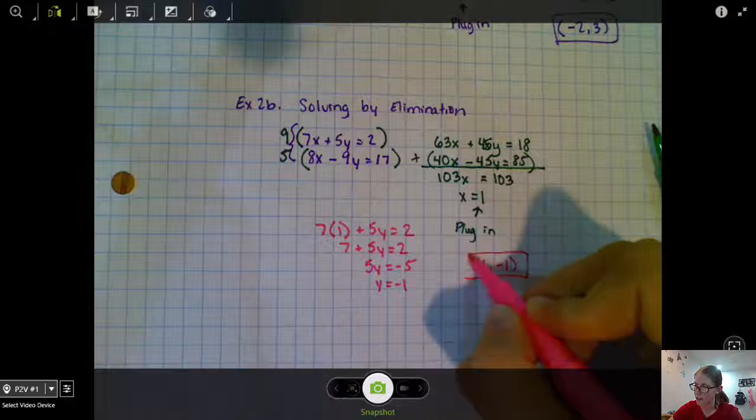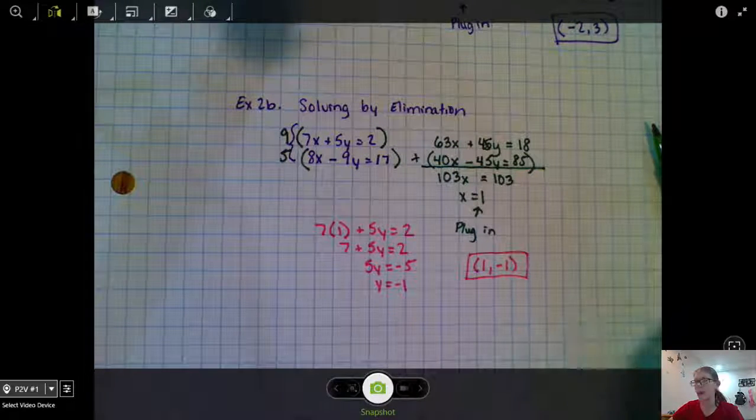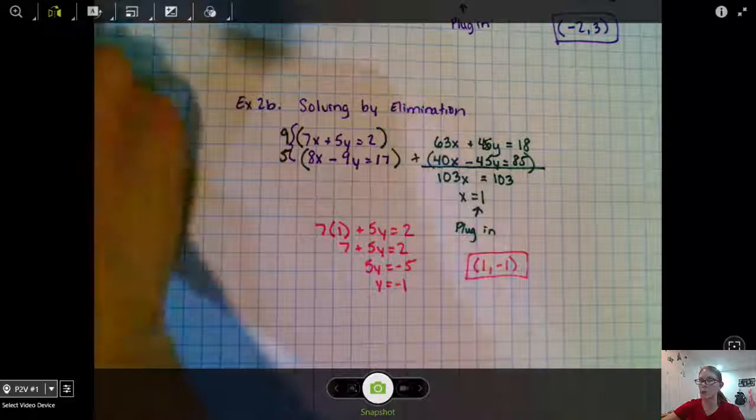Hopefully you've seen some advantages and disadvantages to both methods. Elimination is one that we can use a little more universally than substitution. Substitution can get pretty messy sometimes, but they both have their place.